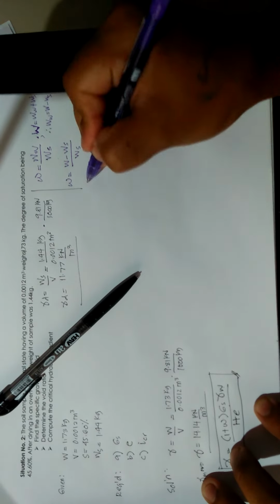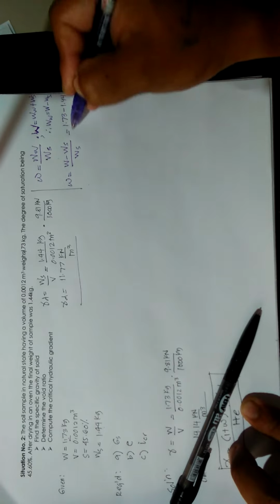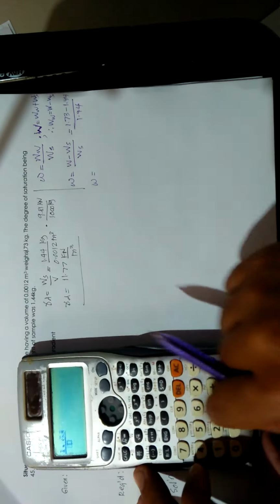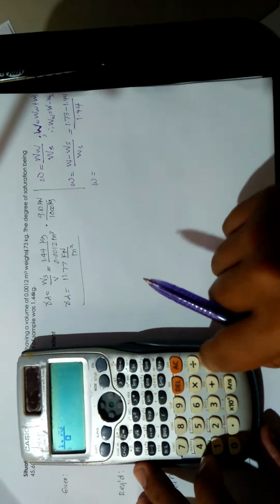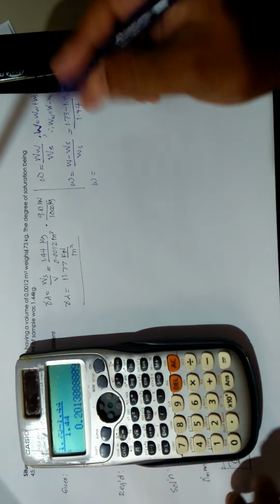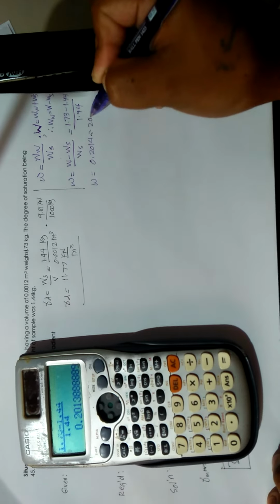Divided by weight of solids gives your water content. So, what is your total weight here? Total weight is 1.73. 1.73 minus 1.44 divided by 1.44. Again, your water content is expressed in terms of percent. So, 1.73 minus 1.44 divided by 1.44. Okay, so this one is around 0.2014 or 20.14%.